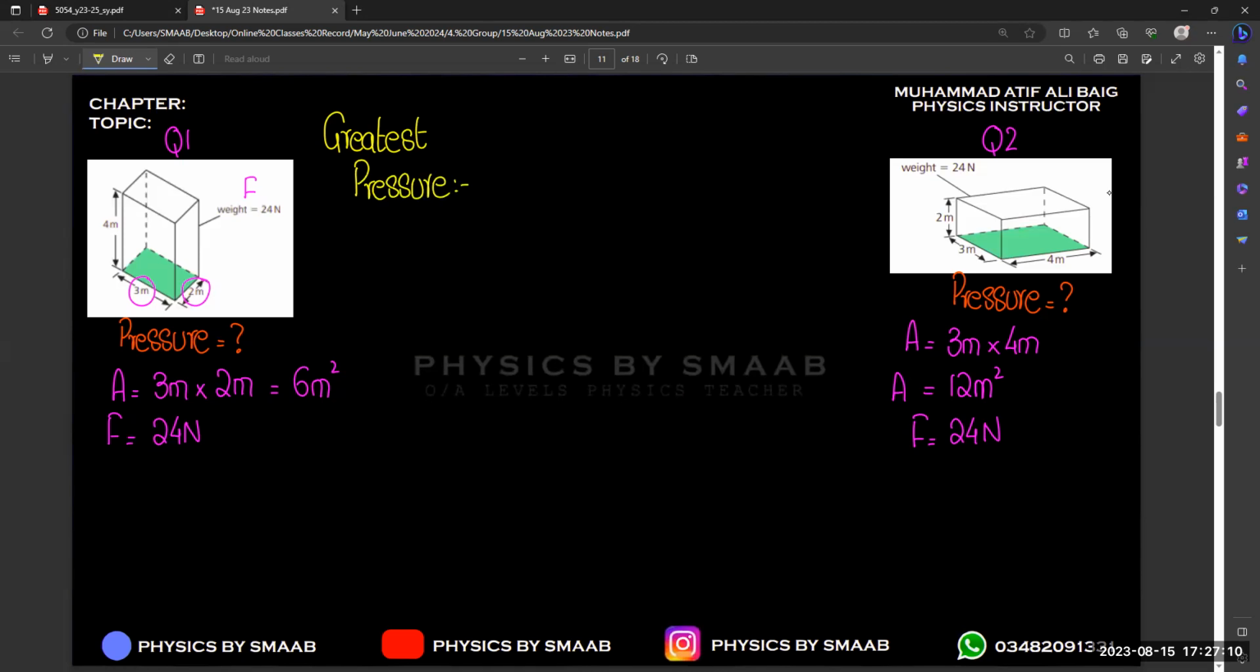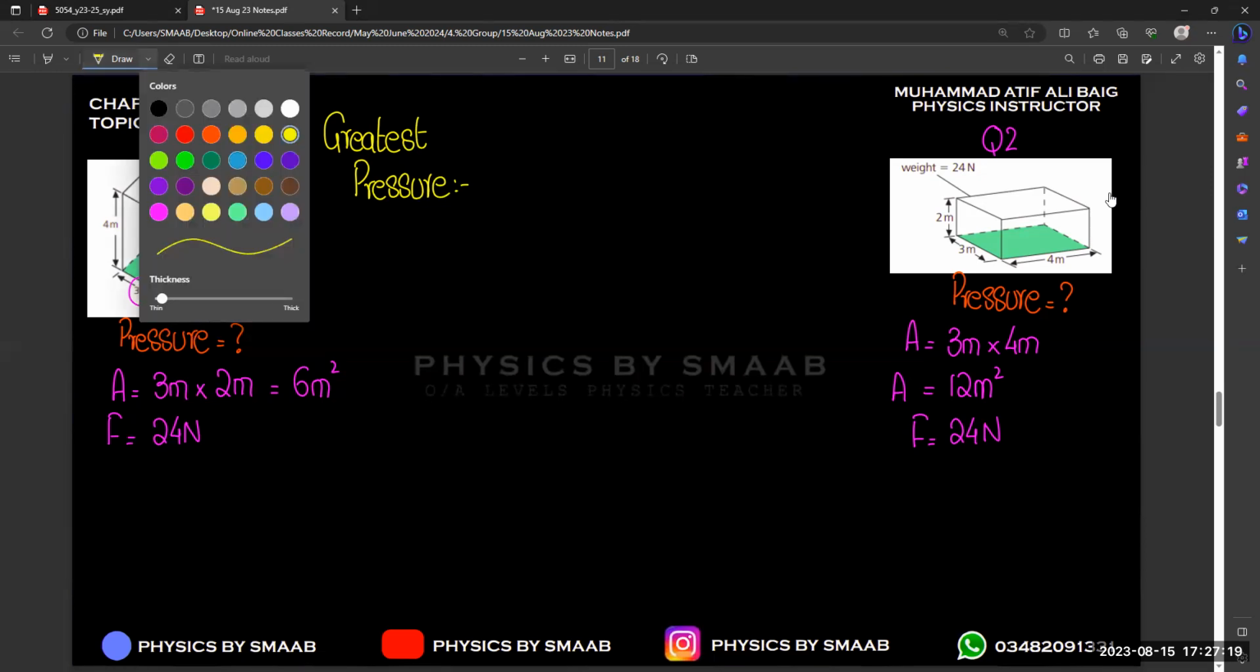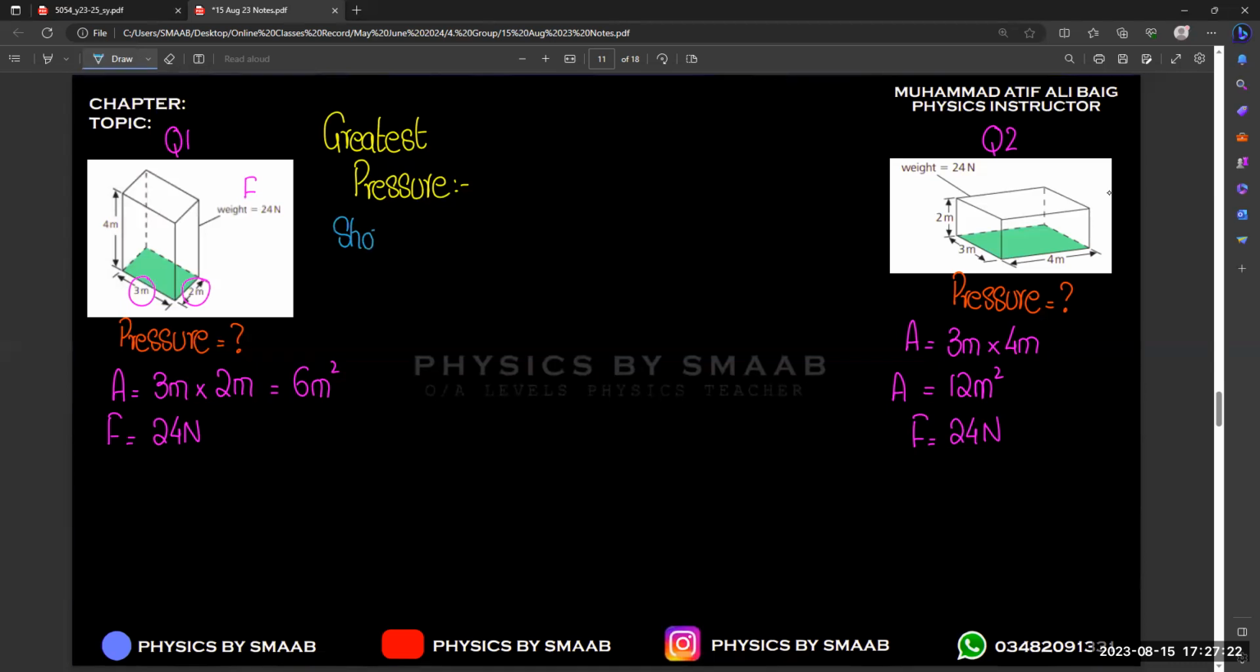Let's suppose they ask you about the greatest pressure. You know that for the greatest pressure, you need to choose the lesser value of area. A shorter area will give you the greatest pressure, because force is constant in both diagrams. So we need to choose the shortest area. Any confusion? So the answer is diagram number one for the greatest pressure.